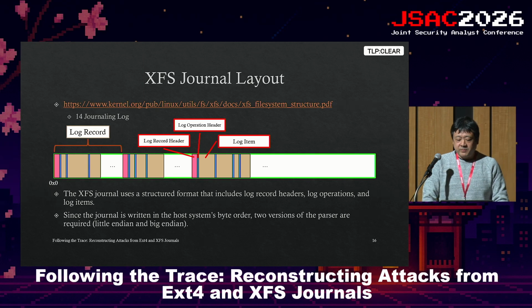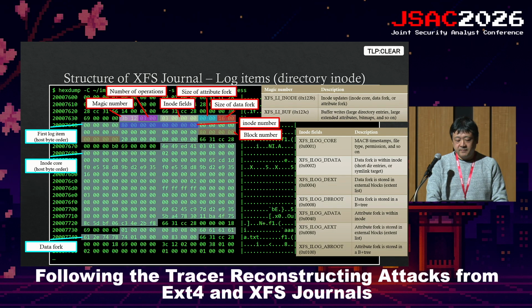Next, let's look at the structure of the journal. XFS journals are recorded together in units called log records. A log record consists of 3 types of data: a log record header, operation header, and log items. Data necessary for file system recovery is saved in log items. By the way, journal data is recorded in the host byte order. Therefore, it is necessary to prepare 2 types of parsers, little and big endian.